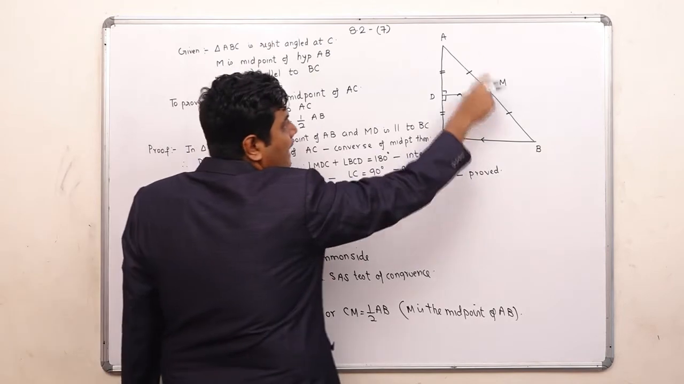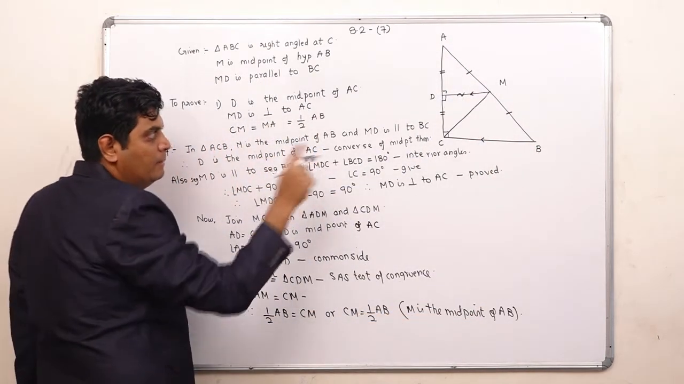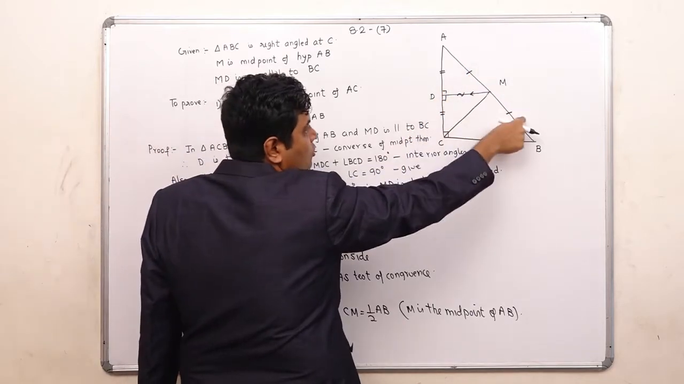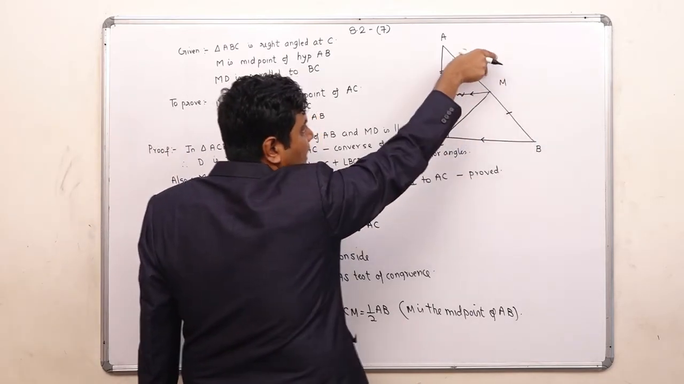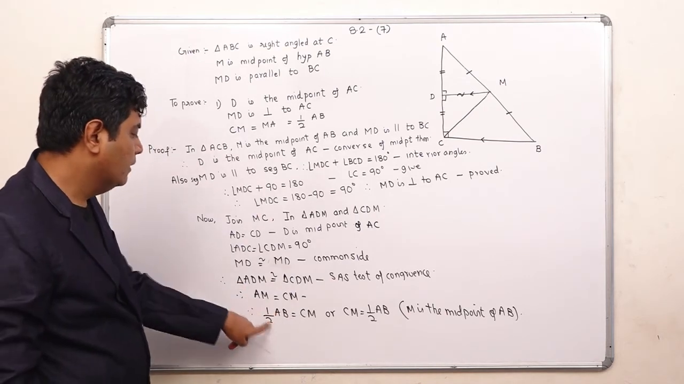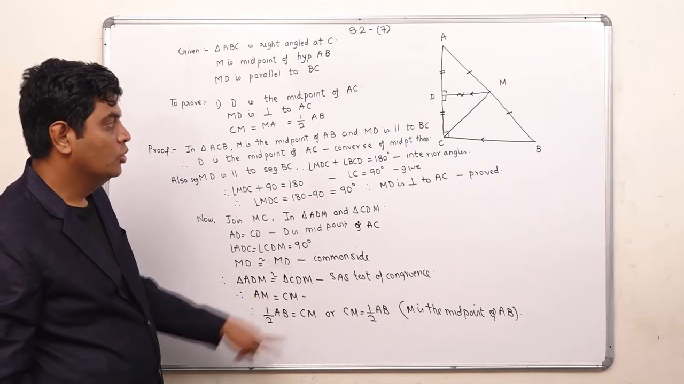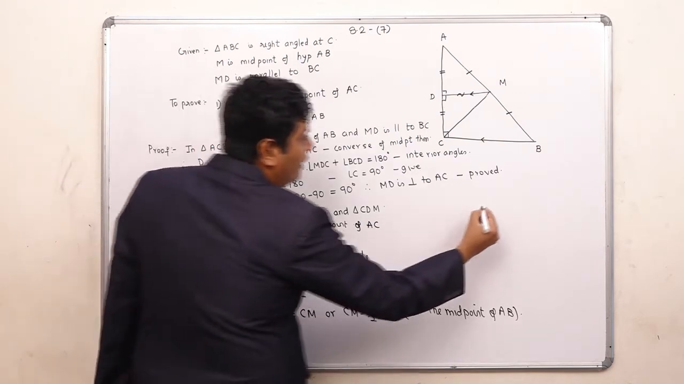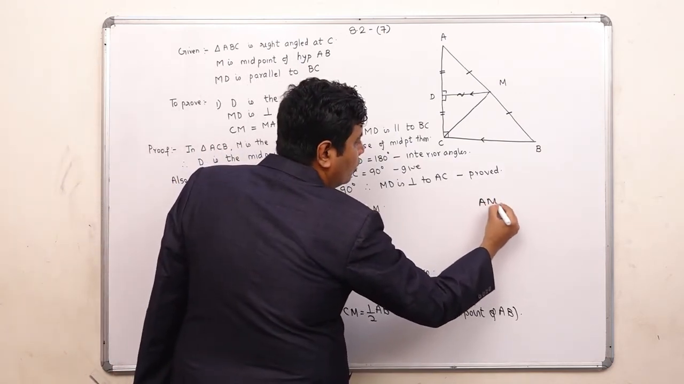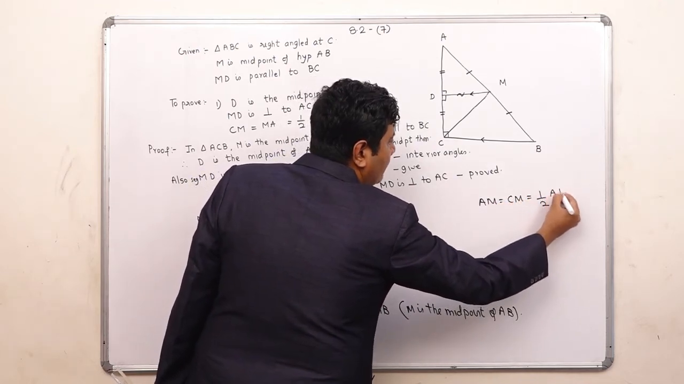Now can I say AM is half of AB? Why? Because M is the midpoint. If M is the midpoint, suppose this is 2, then whole becomes 4. So only AM will become half of it. So AM is half of AB. So instead of AM, can I write half of AB, which is equal to CM. So this way, what I have proved: AM is equal to CM, which is equal to half of AB.